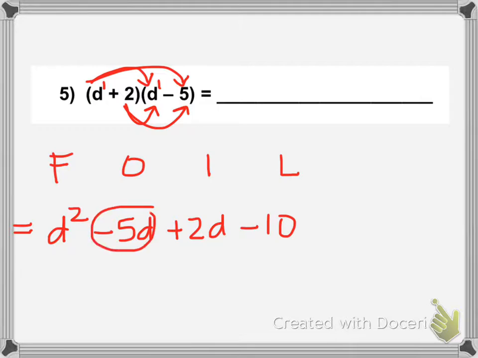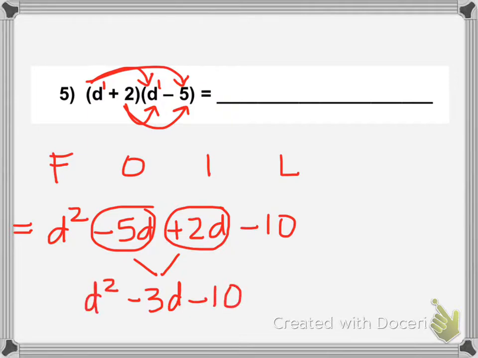Let's combine these two middle terms. Make sure they're like. They are. Negative 5D and positive 2D will combine to make negative 3D. And then we'll bring down the negative 10 and the D squared. So this is the trinomial you get when you multiply these two binomials together.